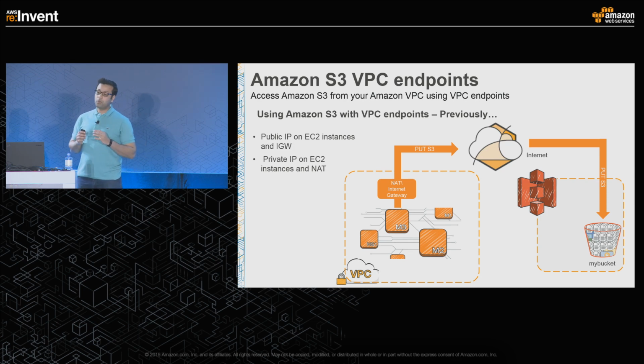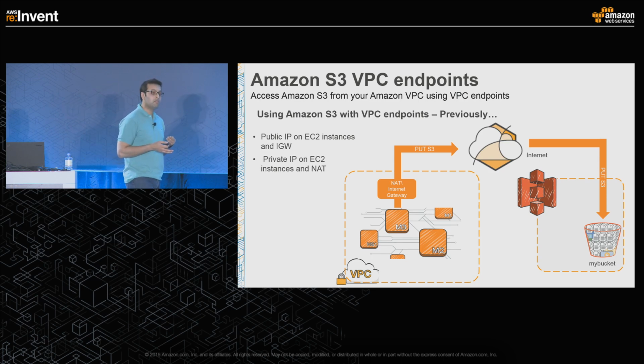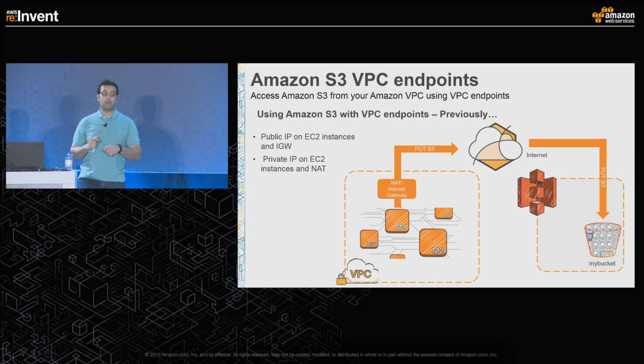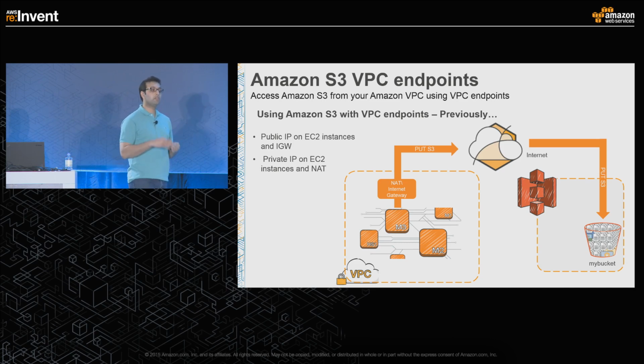Now, while you could establish connectivity from within your VPC to Amazon S3 prior to this new ability of using VPC endpoints, there were a couple of problems with that. One was all of my data will, in fact, go over the internet when I'm talking to Amazon S3. I would actually have to set up either Internet Gateway or NAT instances, and of course manage those as well to establish that connectivity to the internet and to Amazon S3.